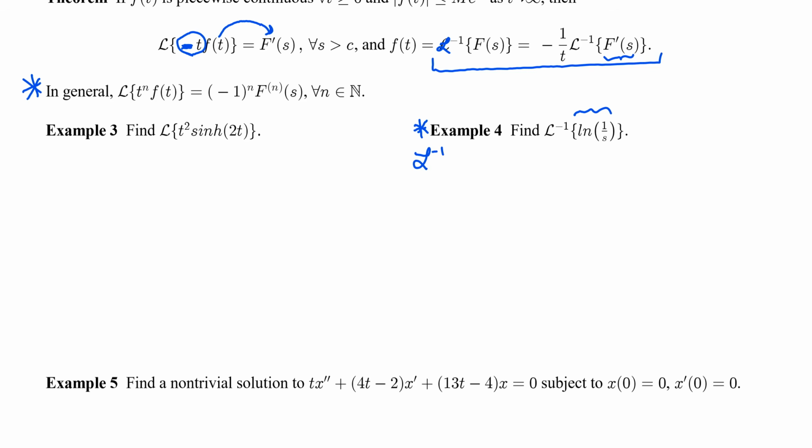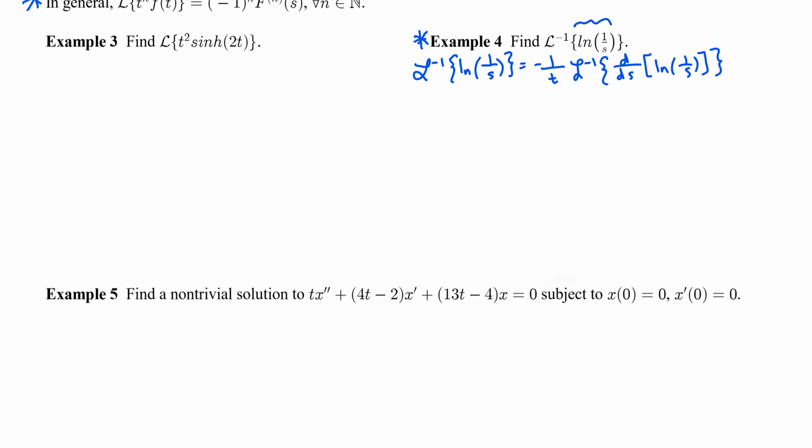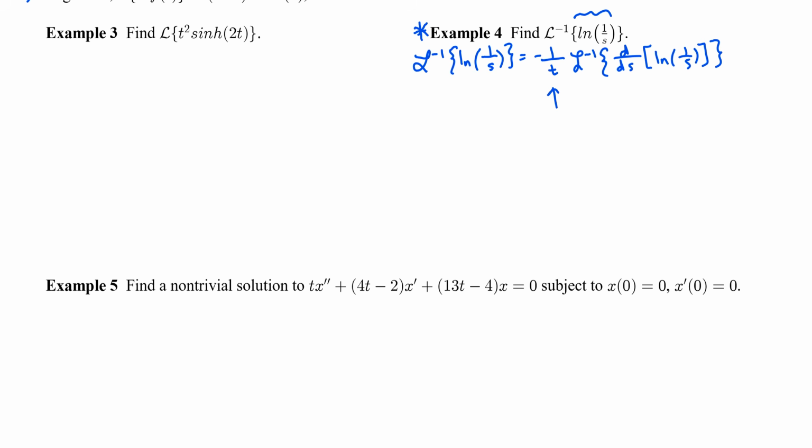The inverse Laplace transform of, this is our big F of s, is equal to -1 over t times the inverse Laplace transform of the first derivative of our function. So I'm going to write it as d over ds of natural log of 1 over s. I hope you're having fun. You're thinking, when does the fun begin? It begins right here. So we have -1 over t, and we're finding the inverse Laplace transform of the derivative of the function. Why? Well, let's execute the derivative and you'll see.